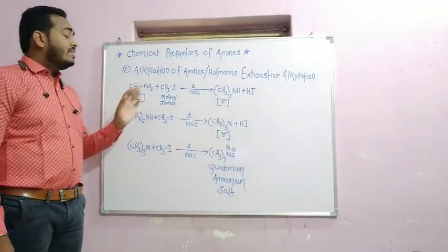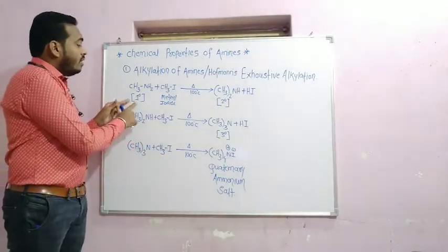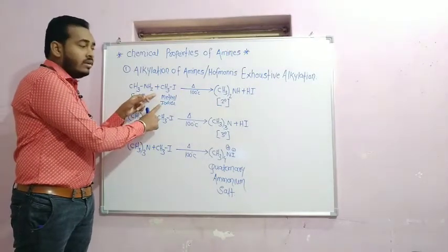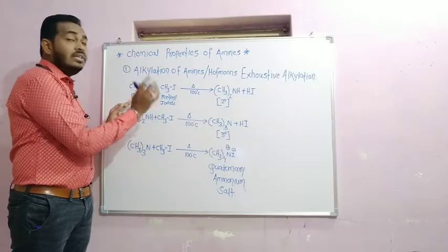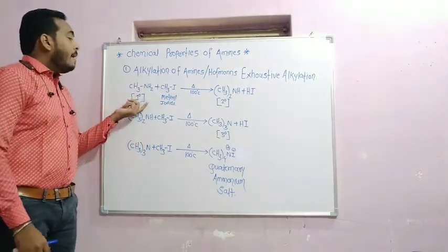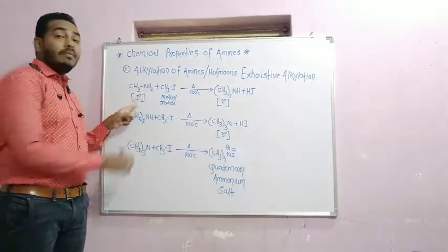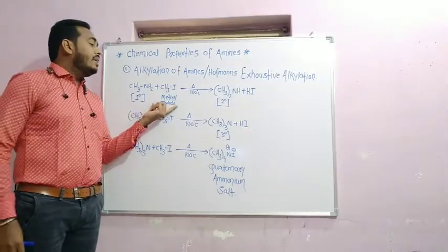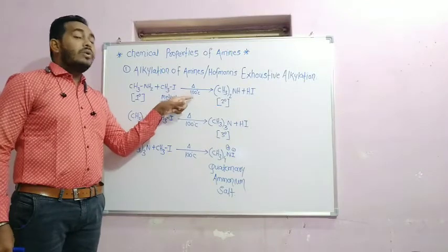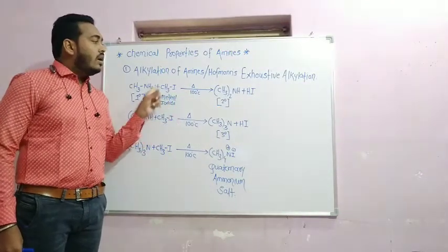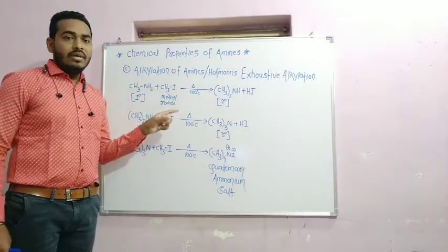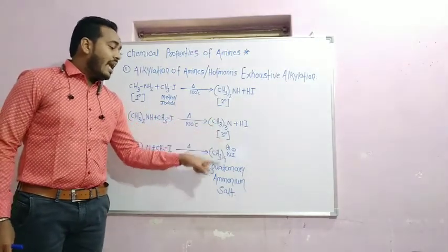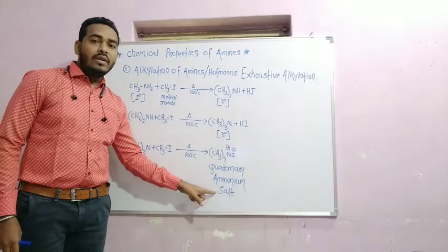Now the reaction process when methylamine is heated with methyl iodide. We discuss the description of this reaction. Methylamine is the primary amine. When methylamine is heated with methyl iodide at about 100 degrees Celsius, the alkylation takes place, and secondary, tertiary, and quaternary ammonium salt are obtained.